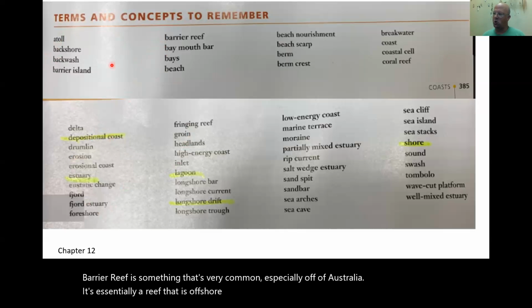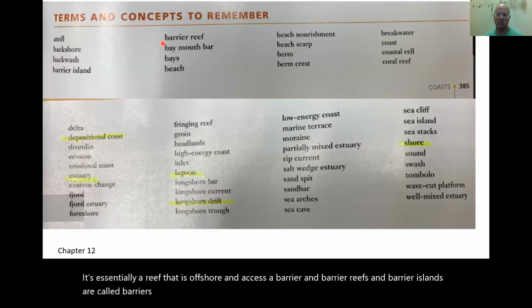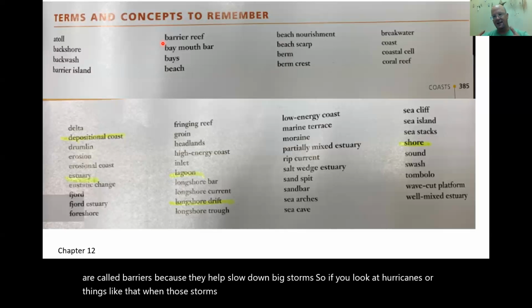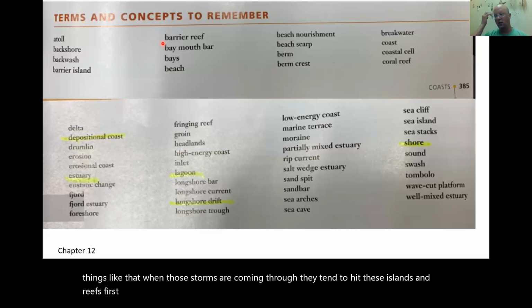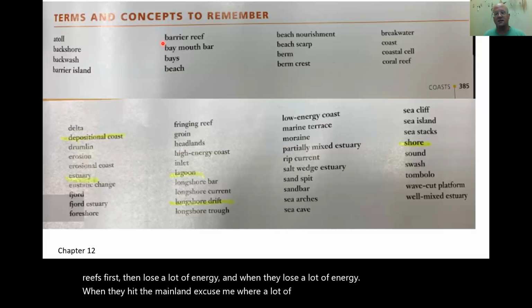Barrier reefs and barrier islands are called barriers because they help slow down big storms. If you look at hurricanes or things like that, when those storms are coming through, they tend to hit these islands and reefs first and lose a lot of energy. And when they lose a lot of energy, when they hit the mainland, where a lot of people live, it's not as damaging.